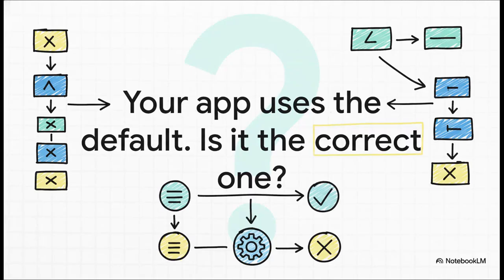So, here's the final thought I want to leave you with. The default is the default for a reason. It's often the right choice, but it is not always the right choice. The next time you're designing a feature with complex logic, just take a moment to run through those 3 questions. Your app is almost certainly using read committed right now. And after today, you now have the tools to ask, is it the correct one?